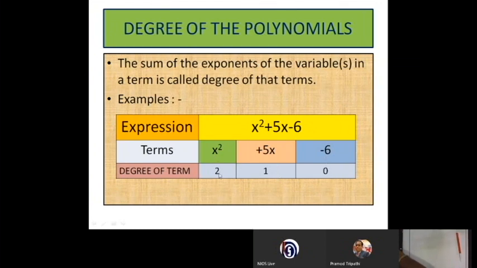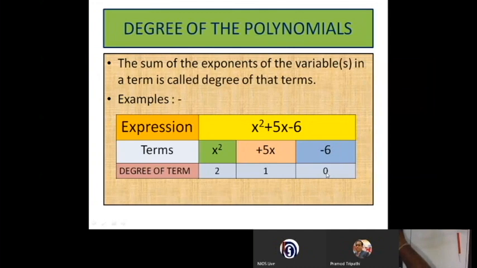x square plus 5x minus 6. The first term is x square, the exponent is 2, so the degree is 2. In the case of the second term, 5x, x is raised to the power 1, so the degree is 1. If the exponent is 1, the degree is 1. In minus 6, x is raised to the power 0, so the degree is 0 here.